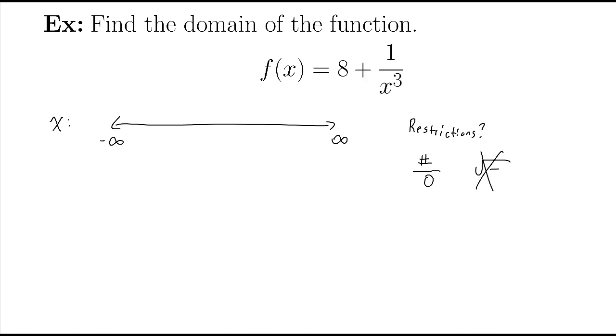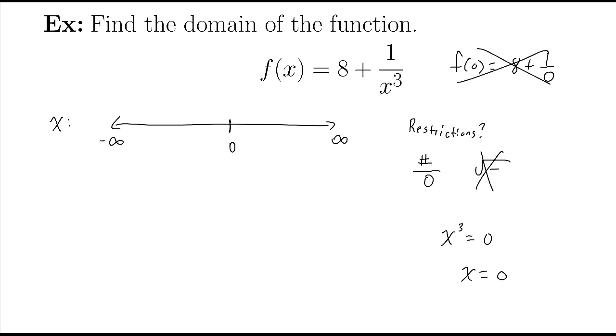Depending on what I plug in for x, I could end up with 1 over 0, right? If I solve this equation, I know that x cannot equal 0. Because if x equals 0, then I end up with this happening. Can't have that happening. So we're going to say x is a restriction. We cannot have that in there.